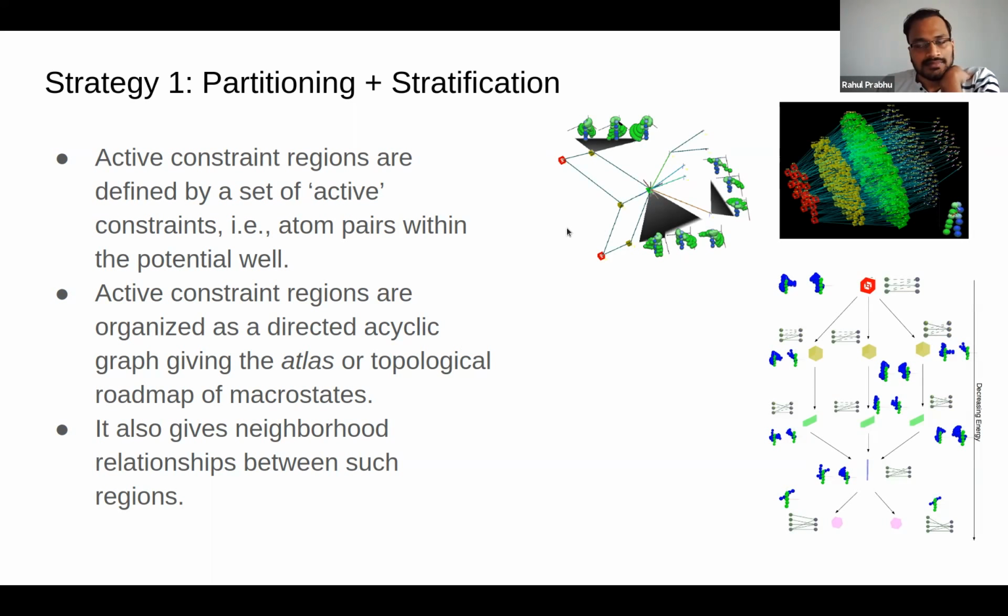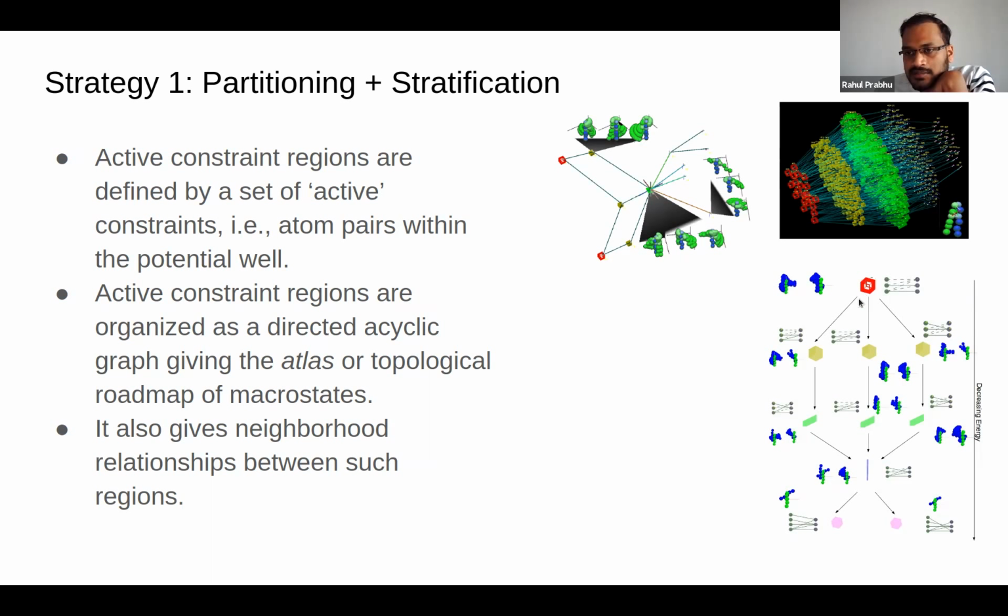So this gives us a stratification of these partitioned regions. We organize it like a directed acyclic graph, like I'm showing it here. So this is one active constraint region. This region has configurations that have these two particular constraints active. So this is what we call an active constraint graph.